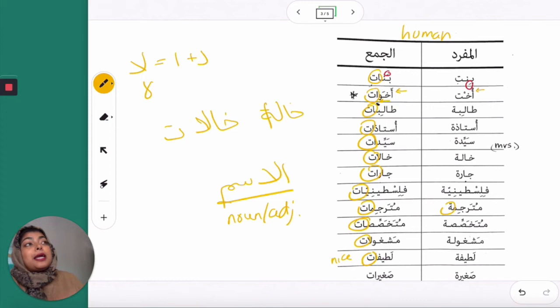So remember, adjectives, when you're making them plural, why are we making adjectives plural? Because if you have a noun and an adjective describing humans, and they're a group of humans, then your adjective also has to be plural. It has to match. Okay? Saghira, saghirat. So small, and then small, plural. So what does that mean?